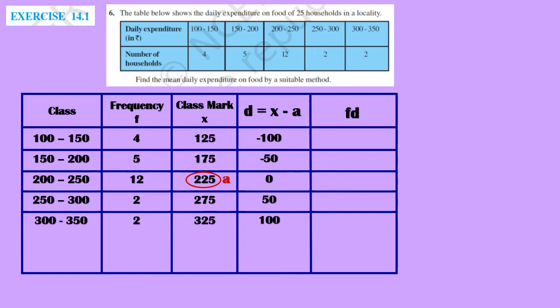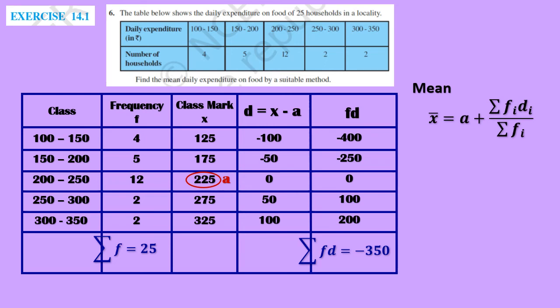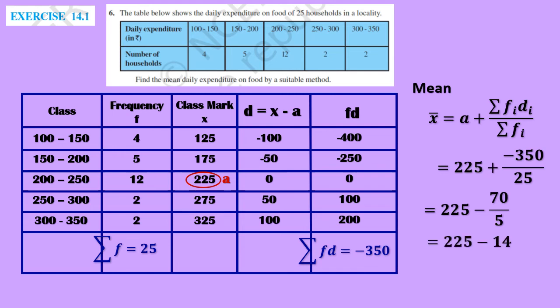Now FD, 4 into minus 100, minus 400, 5 into minus 50, minus 250, 12 into 0, 0, 2 into 50, 100 and 2 into 100, 200. Now let us find the sum. Frequency total 25 already given in the question, and sigma FD equal to negative 350. So let us apply the values in the formula. So 225 plus minus 350 by 25. On simplifying, I made it to the lowest form. So 70 by 5. So again 70 by 5 I can reduce further. So 14 will come.